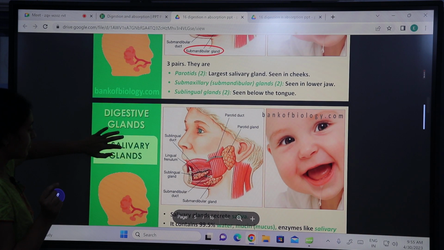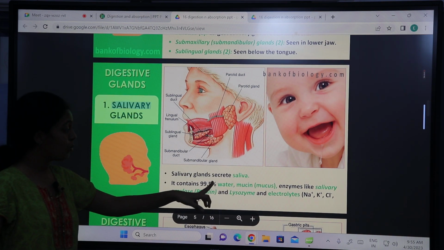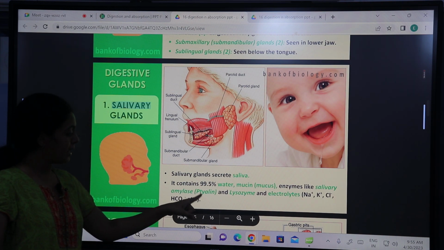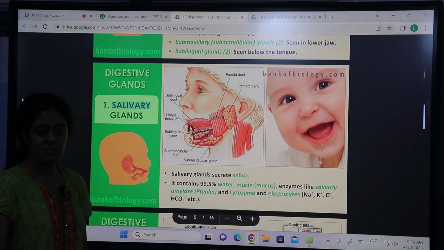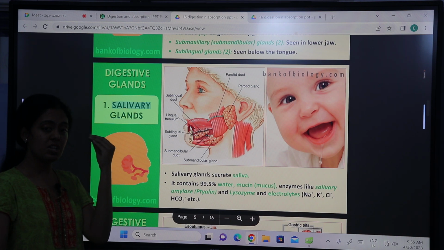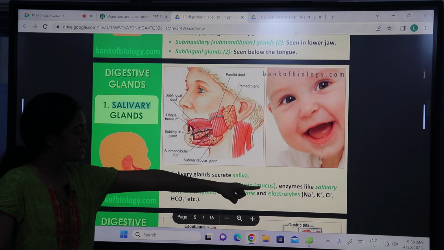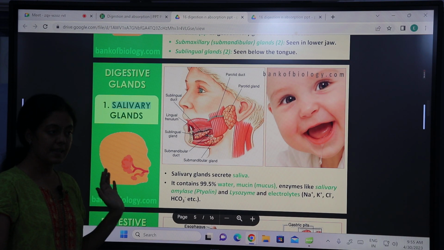So salivary glands secrete saliva. It contains 99.5% water. It contains mucus. It contains enzymes like salivary amylase, which is also called ptyalin, which we discussed already, and lysozyme. What is the role of lysozyme? We discussed this. It kills bacteria. It is an antibacterial enzyme. So any bacteria that enters your food will be killed initially in your oral cavity itself with the help of lysozyme. Then electrolytes like sodium, potassium, chlorine and bicarbonates. Is it clear what saliva consists of?